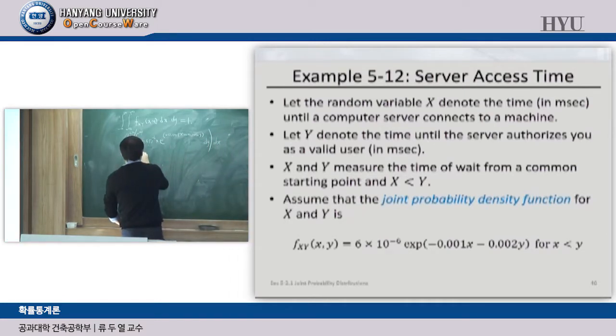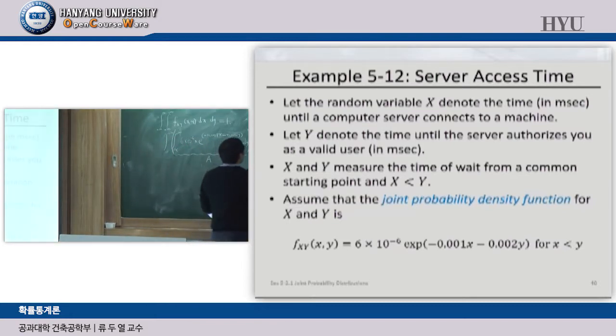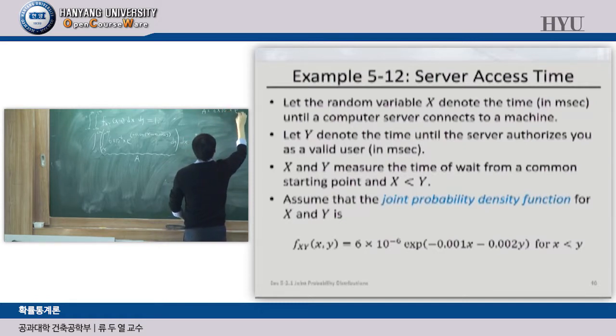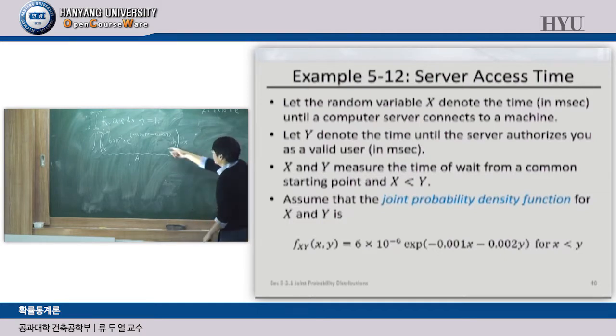And we can say this is the large A. And we are going to solve the large A here. We can extract 6 by 10 to the minus 6 power by exponential minus 0.001x from the integration, right? Because this includes the dy. That is from x to infinite, exponential minus 0.002y dy. Okay?